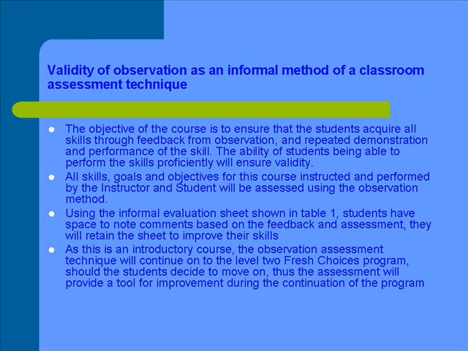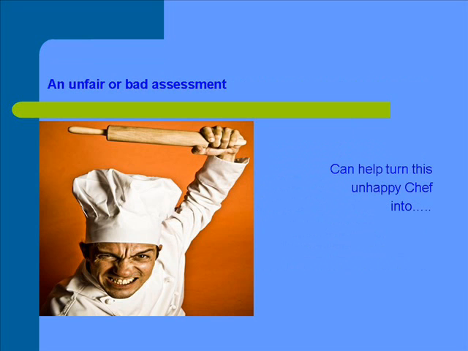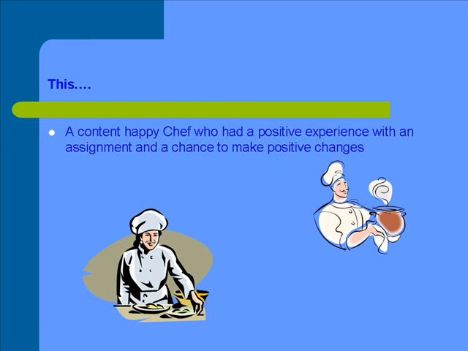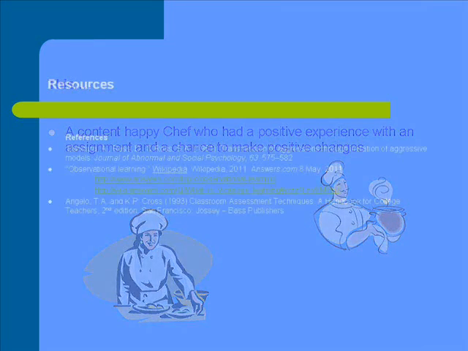The validity of the observational strategy of assessment will occur when students can model the performance of the skill up to the standard required. The observational assessment will be used throughout the course to achieve many of the goals and objectives. This positive style of assessment could help transform an angry chef like Gordon Ramsay into a chef modeled after Escoffier himself.